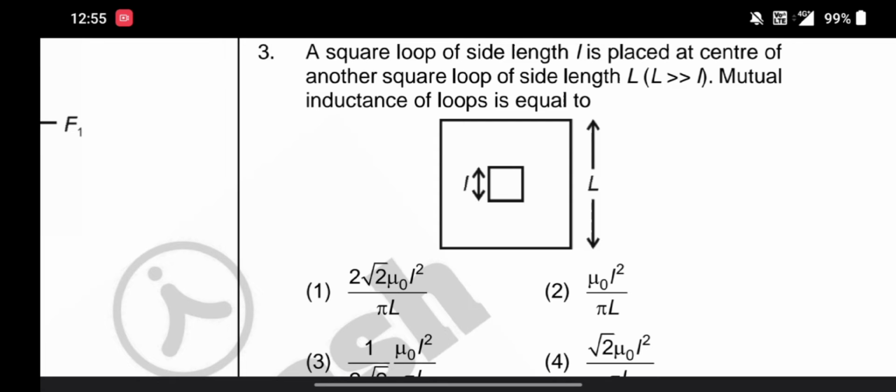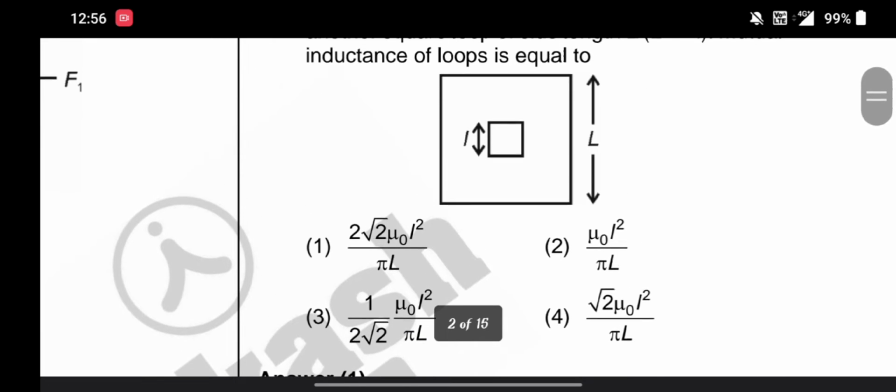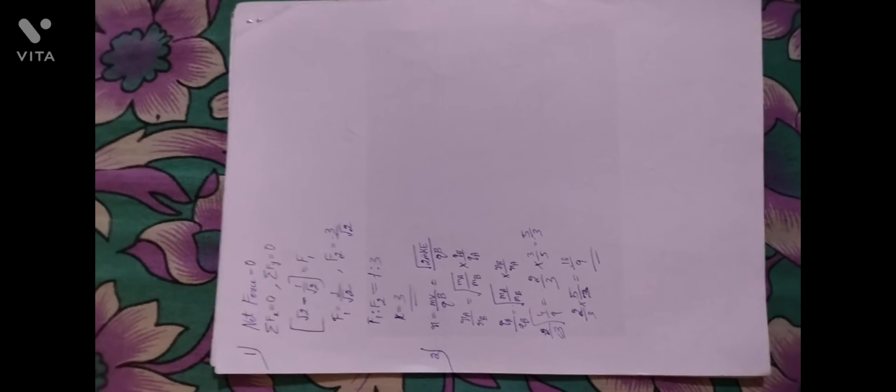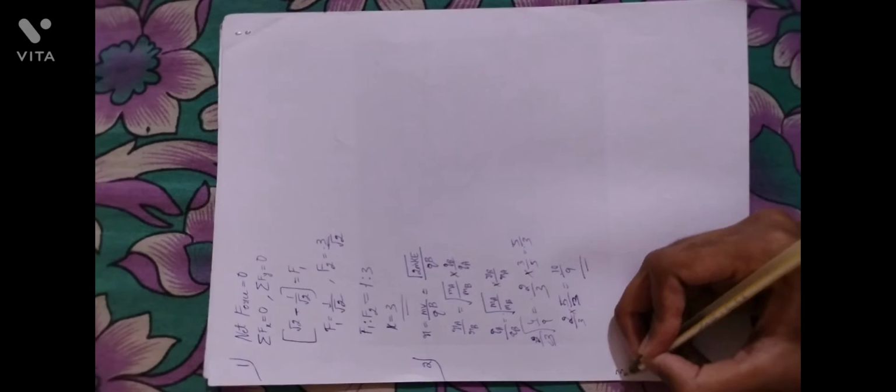The options again are 2 root 2 mu naught I square by pi by L, or mu naught I square by pi by L, or 1 by 2 root 2 mu naught I square by pi by L, or root 2 mu naught I square by pi by L. They have given these options. Let us see which option is correct by solving. Okay, so next question number 3.